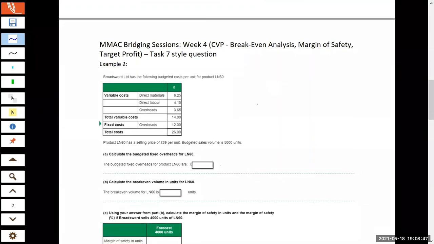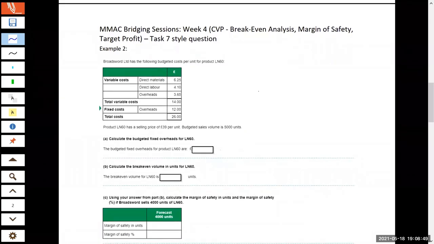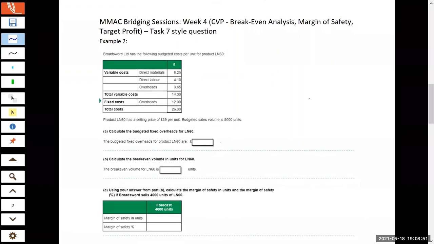MMAC, bridging session, week 4. CVP, break-even analysis, margin of safety, target profit, task 7 style question. Okay, so here we go. Let's try and get through this one in about 14 minutes. So we'll do it roughly to time.